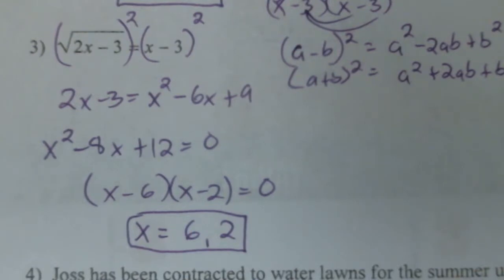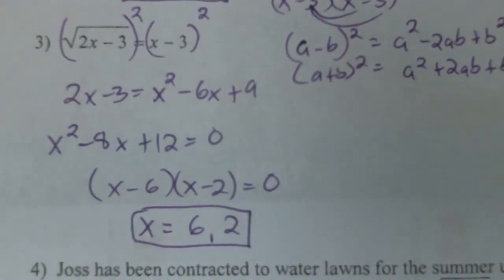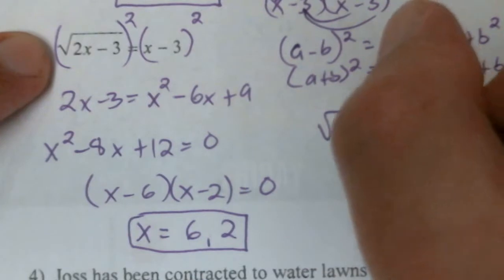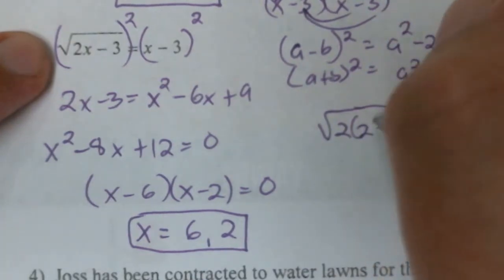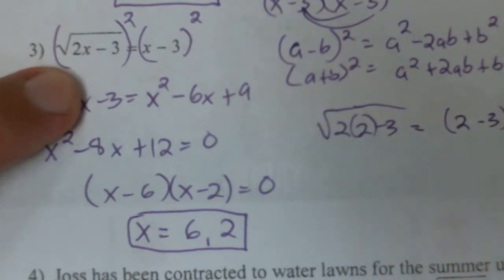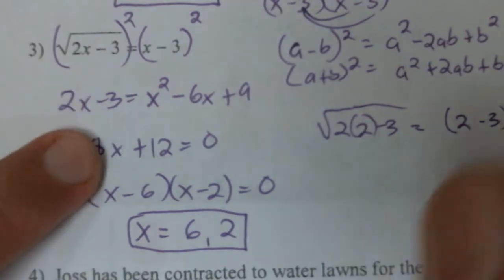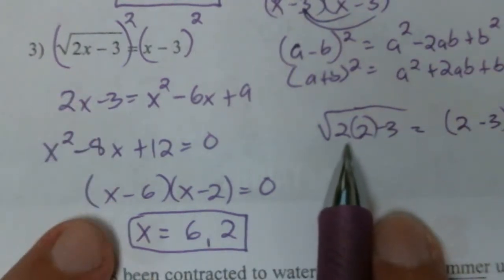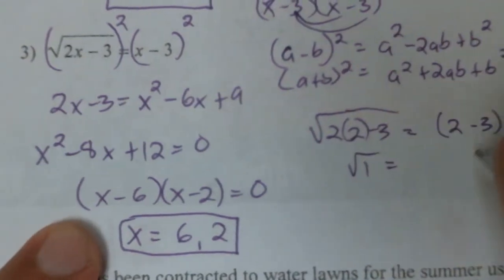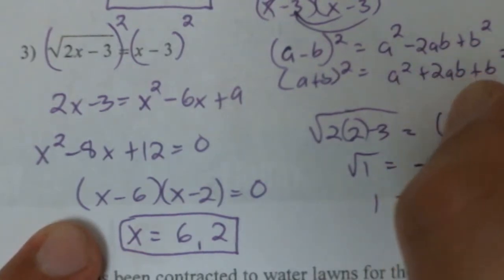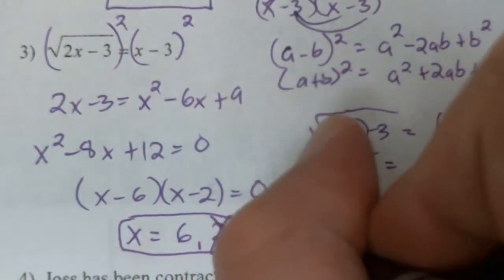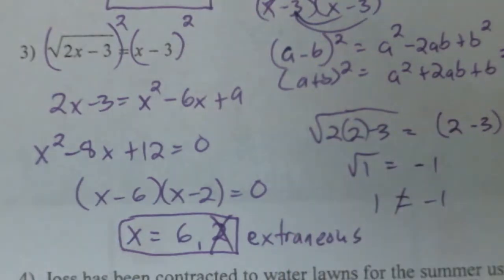All right, so let's go back and check to see if one or both or none of these are extraneous. Okay, so if I take the 2 and plug in the 2, I'm going to have the square root of 2 times 2 minus 3 equals 2 minus 3, and let's see if that checks out. So I have the square root of 4 minus 3, that's the square root of 1, equals 2 minus 3, which is negative 1. Square root of 1 is 1. 1 does not equal negative 1, okay? So 2 is extraneous.